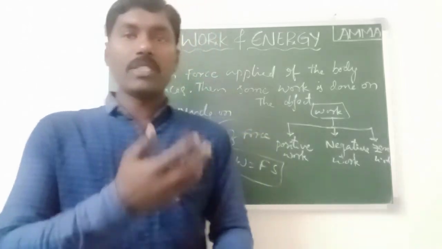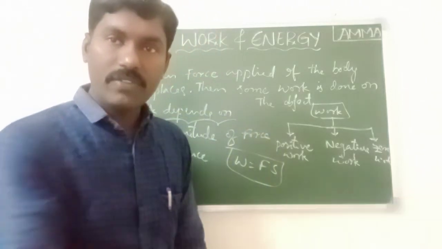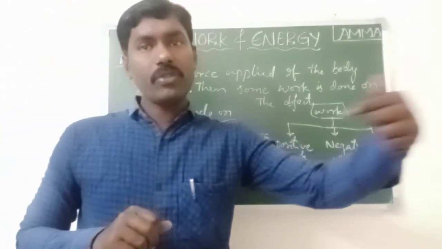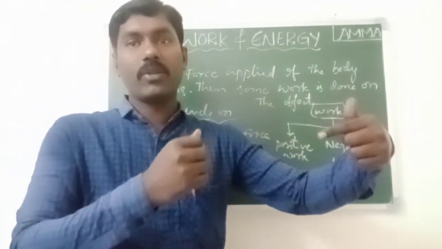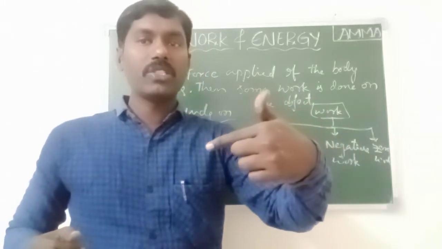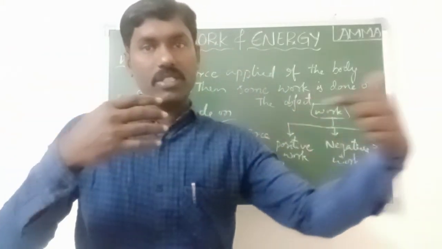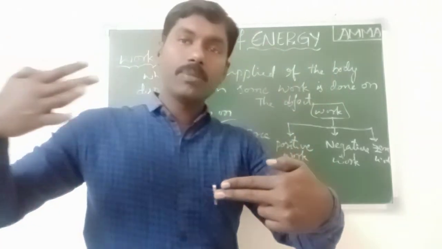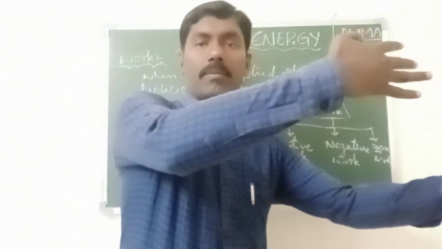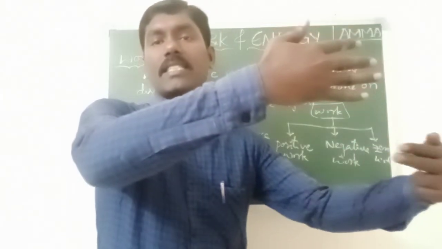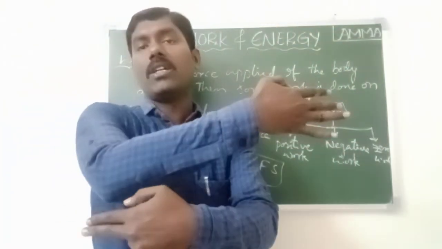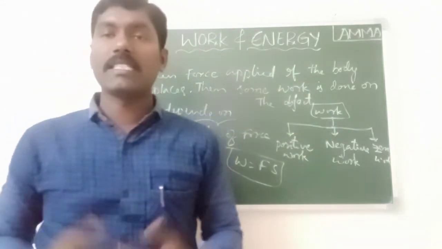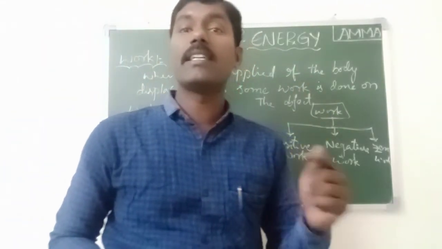Now suppose you throw the ball on the ground level only. What happens here? Frictional force is acting between the ball and the surface. Frictional force is always acting against the motion of the ball. The ball is moving in the forward direction, but the frictional force is acting in the opposite direction. The frictional force and the motion of the body are in opposite directions. That's why we can say the work done here is negative work only.